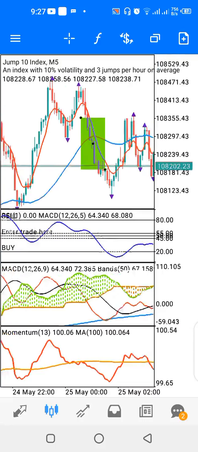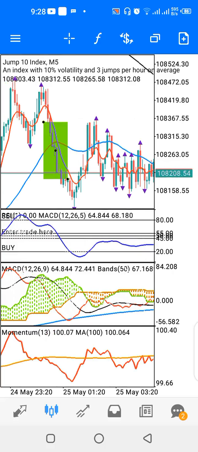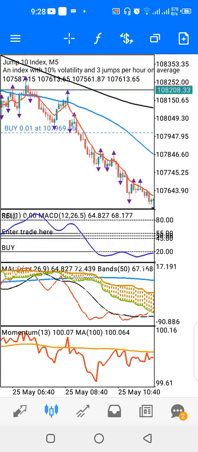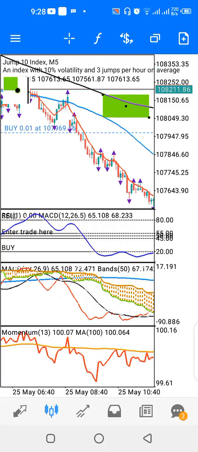Okay, but I don't just buy or sell whenever the red moving average crosses above or below the blue moving average. I'll look at what the black moving average is telling me. This is my black moving average. Okay, so now the black moving average, it's for trend identification.